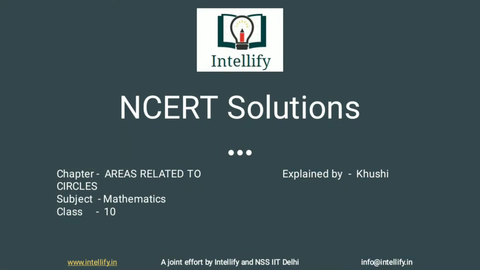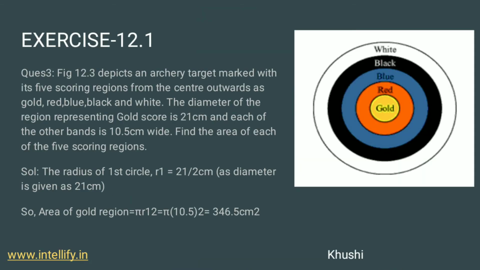I am Khushi and here we are going to solve the questions of class 10 mathematics, chapter 12, areas related to circles. So here is question number 3, which states that figure 12.3 depicts an archery target marked with its 5 scoring regions from the center outwards as gold, red, blue, black and white. The diameter of the region representing the gold score is 21 cm and each of the other bands is 10.5 cm wide. Find the area of each of the 5 scoring regions.